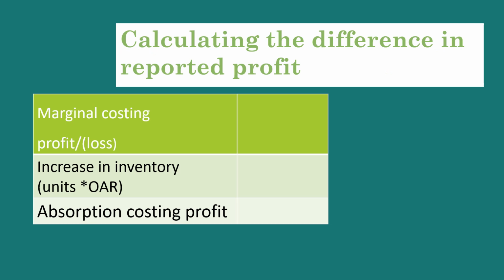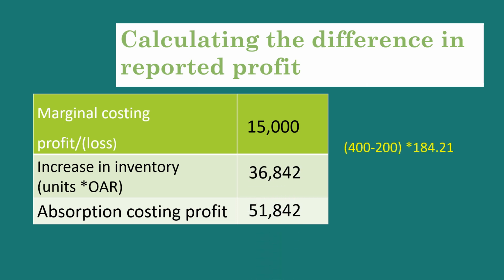Let's calculate the difference in reported profit. Under marginal costing, the profit figure is 15,000, and under absorption costing, it is 51,842. So the reason behind these two is the increasing inventory value, that is 200 units into 184 rupees and 21 cents. So the value is 36,842. So we can see that the difference in the reported profit under marginal and absorption costing is mainly due to the inventory valuation.